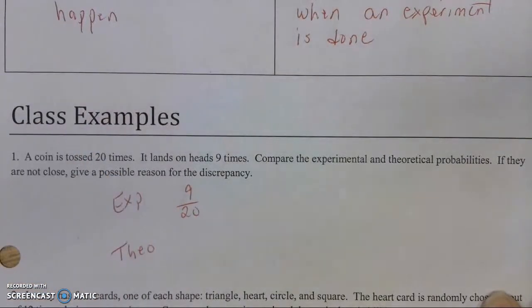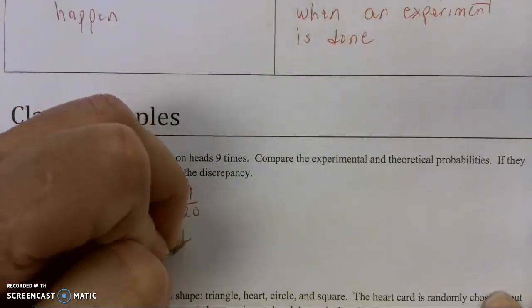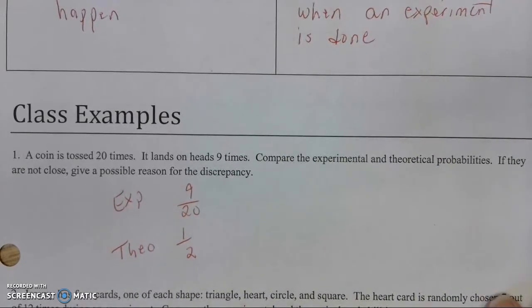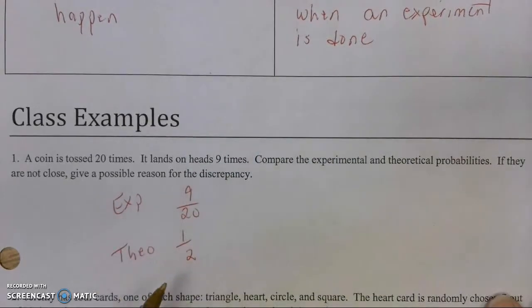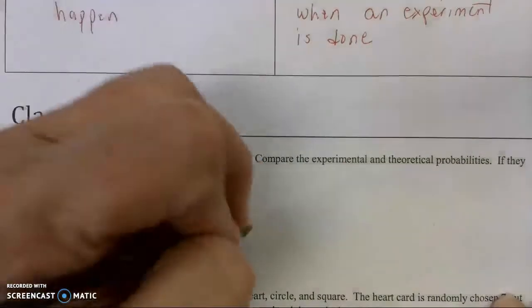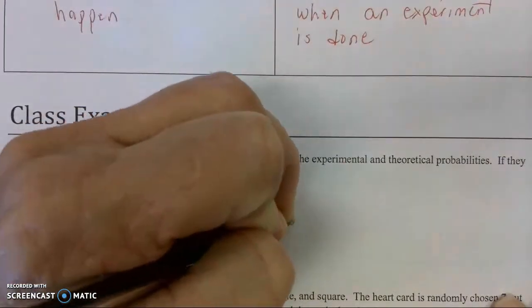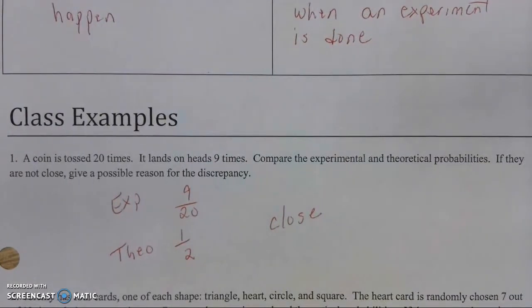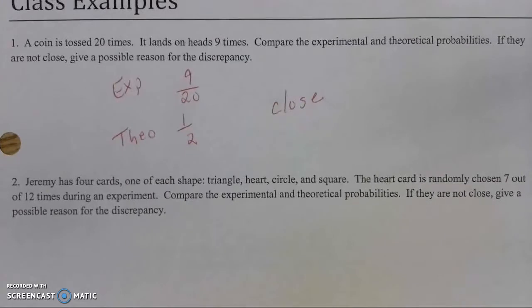Theoretically, when I flip a coin, I have a 1 out of 2 chance. So theoretically, 1 out of 2. Experimentally, it was 9 out of 20. Now, in this case, 9 out of 20 is close to 10 out of 20, and again, that would be half. So this was pretty close. Again, the more experiments that you perform, the closer you will get to theoretical.